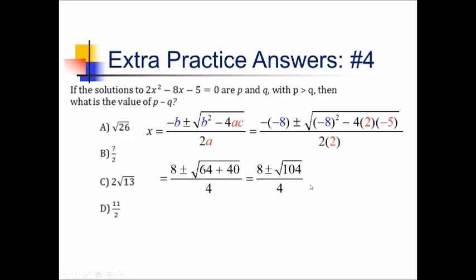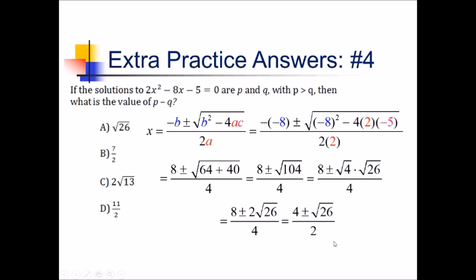So you actually could do this problem without doing any more simplifying, but we'll simplify it a little bit more just for a little bit of practice here. So 104, the biggest perfect square that goes into that, I believe, is 4. 4 times 26. And then the square root of 4 is 2. So we have 8 plus or minus 2 radical 26 all over 4. Now, at this point, well, I guess I could simplify just a little bit more. Why not? 8, 2, and 4 are all divisible by 2. So this is 4 plus or minus 1 radical 26 over 2.